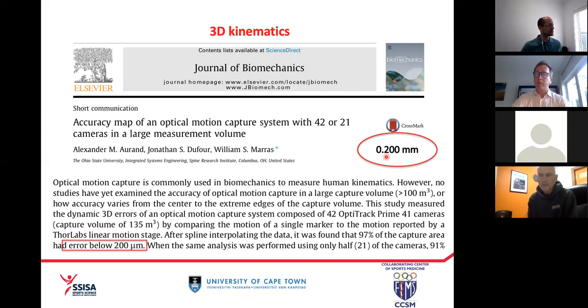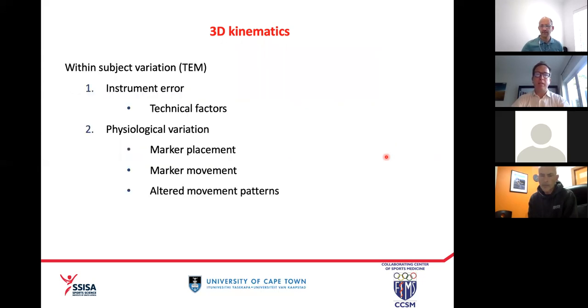And because the person is actively pedaling, the most valid way of measuring cycling kinematics. And the question is, is that really the case? And do we understand that well enough?